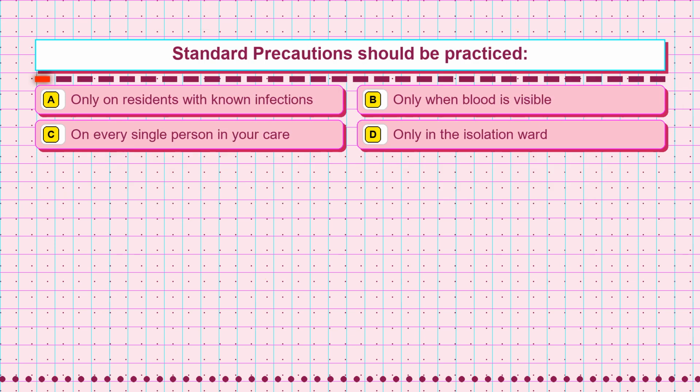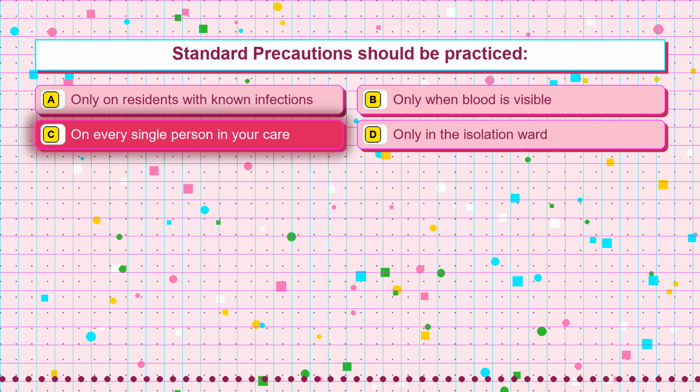Question 9. Standard precautions should be practiced. Option A. Only on residents with known infections. Option B. Only when blood is visible. Option C. On every single person in your care. Option D. Only in the isolation ward.